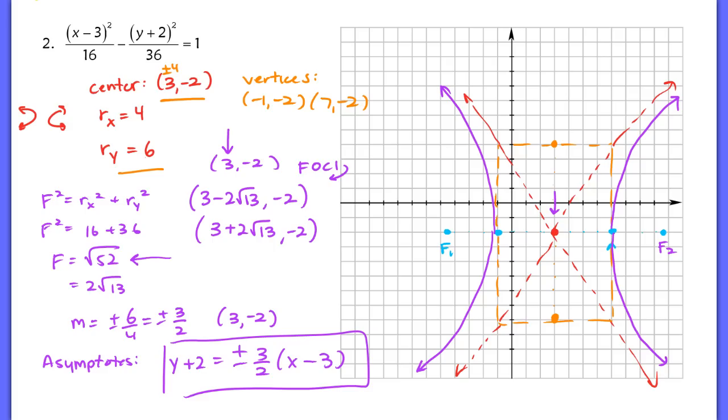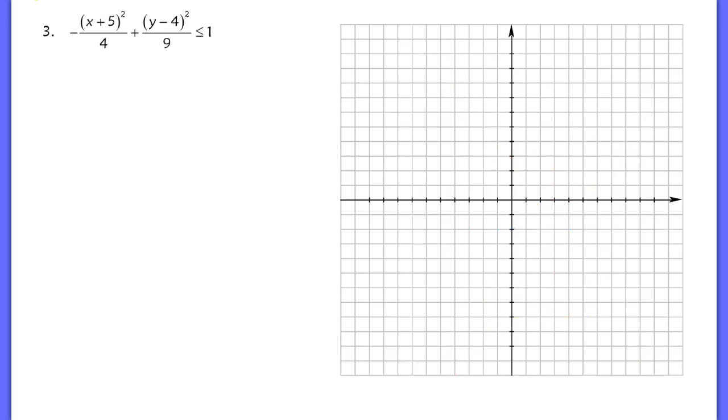All right, let's move on to the very last problem. All right, so here I would like you to try this one completely on your own. Notice that this is a little bit different because we have a less than or equal to symbol here. But think back to how we graphed ellipses with the less than or equal to symbol. We always tested a center. So if we test our center, we should always get 0 on one side, and then in this case is less than or equal to 1.